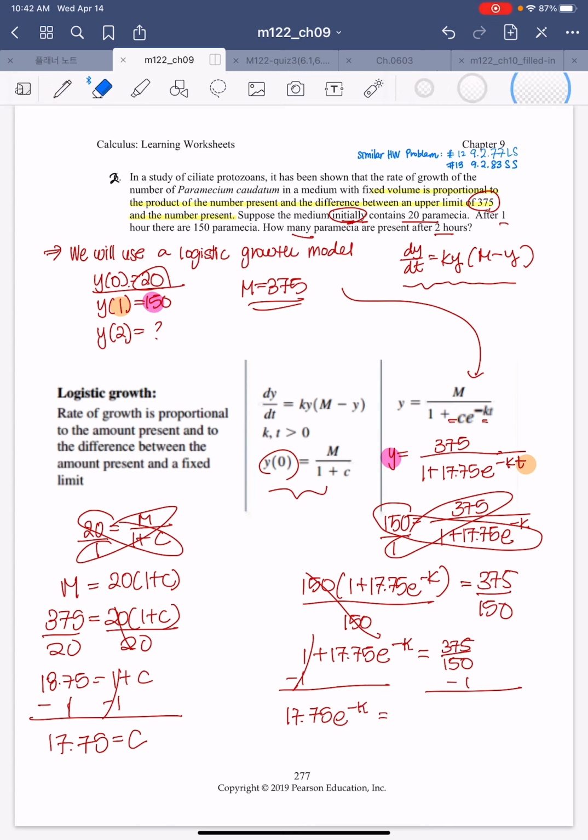Now this part I'm just going to change to a decimal. Okay, so subtract 1. So 375 over 150 minus 1 will be 1.5, divided by 17.75. So e to the negative k is equal to 1.5 divided by 17.75, which is 0.08 rounded to 2 decimal places.